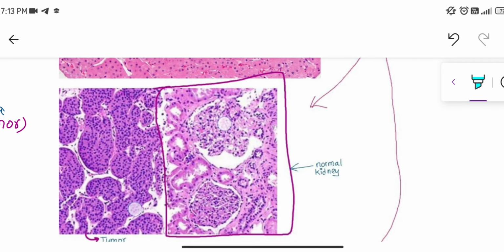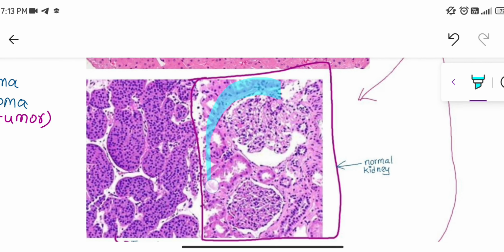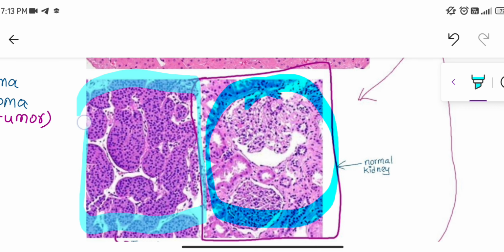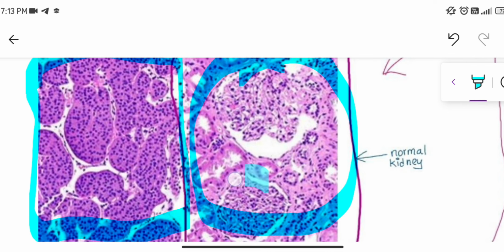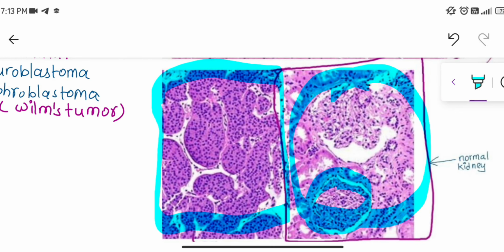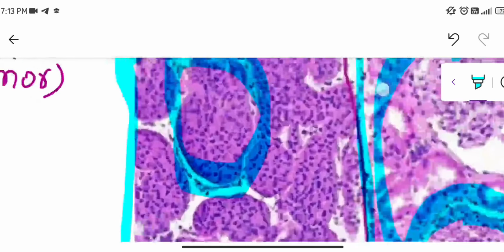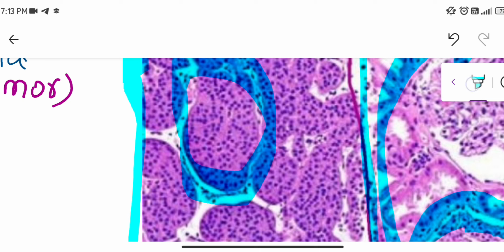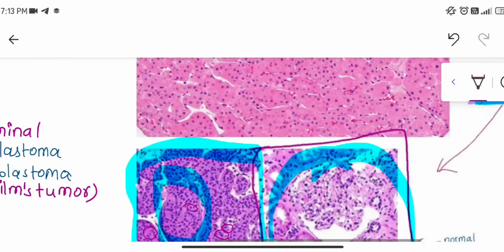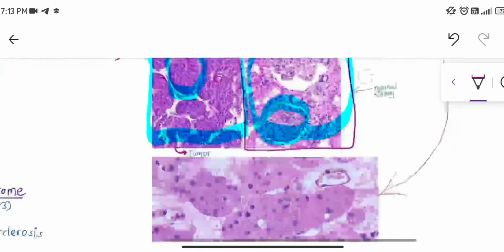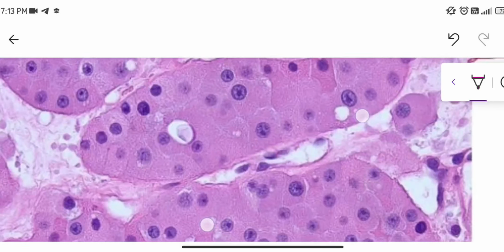You can see side by side, this is the normal kidney, and this is the kidney affected by renal oncocytoma. In the normal kidney you can see the glomeruli. But here there are nodules of groups of cells, and these cells are oncocytes: round cells with abundant cytoplasm, pinkish in color. So I think you have understood how to identify the image of renal oncocytoma. This is a high power view of oncocytes. You can see this is the cell.